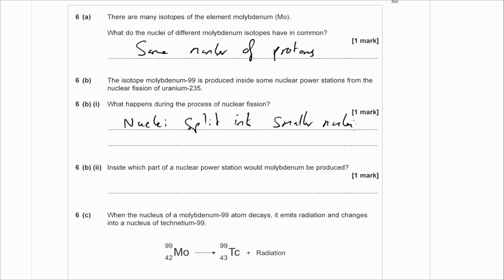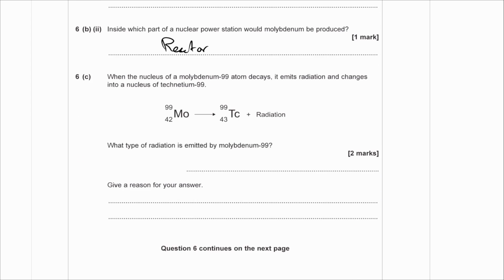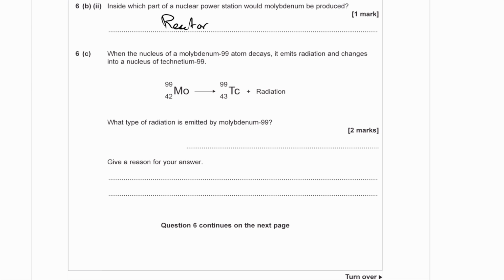Now, B part 2, it says, inside which part of a nuclear power station would molybdenum be produced? Now, again, it is a reaction which is going to produce that molybdenum, because obviously we're starting off with uranium. So where that's going to happen is in the reactor. So in the reactor. You can say nuclear reactor, that's correct, but the reactor part is what they're really looking for. So, that was pretty easy.